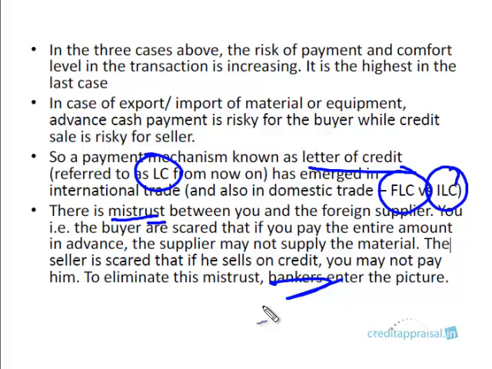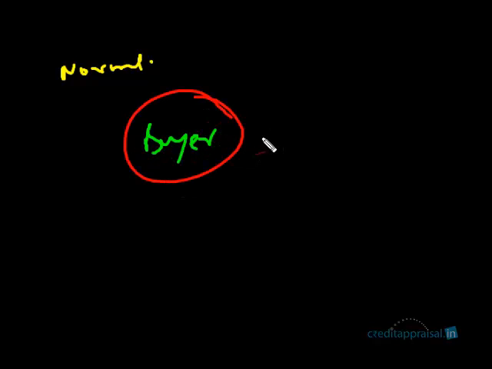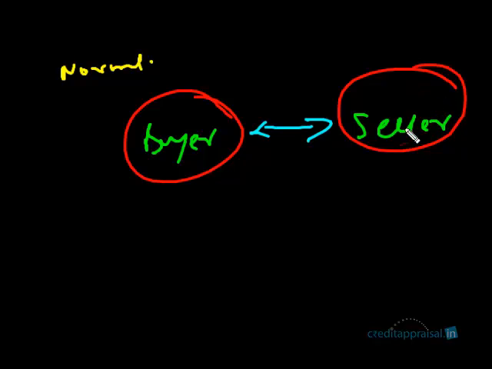So how it works, let us see. In a normal transaction, there is a buyer and there will be a seller. This is a simple transaction. It could be cash or credit, whatever it is. There are only two parties involved, the buyer and the seller. Maybe some middleman, but basically these are the two parties.